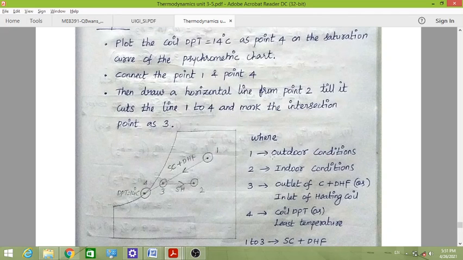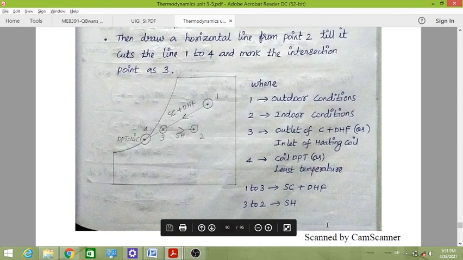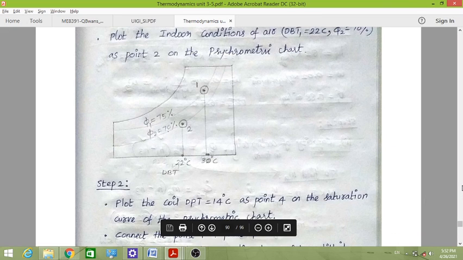So again, 1 is the outdoor condition, 2 is the indoor condition, 3 is the outlet of the cooling coil or inlet of the heating coil, and 4 is the coil dew point temperature. So 1 2 3 is sensible cooling and dehumidification, and 3 to 2 is sensible heating. So again I am repeating this process.